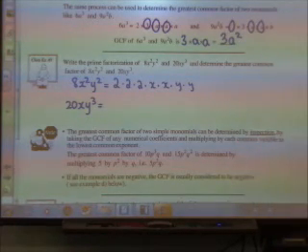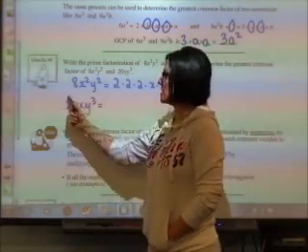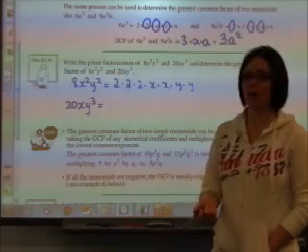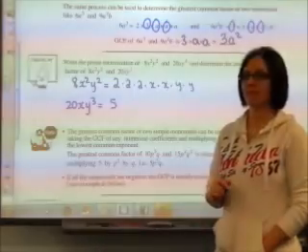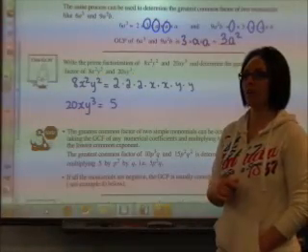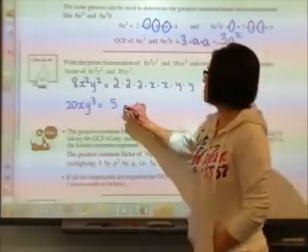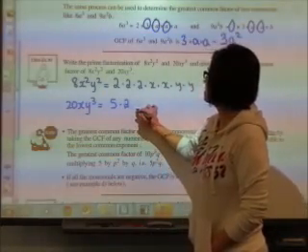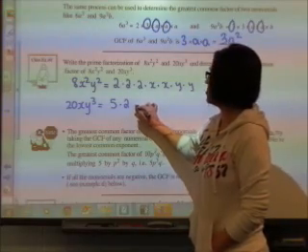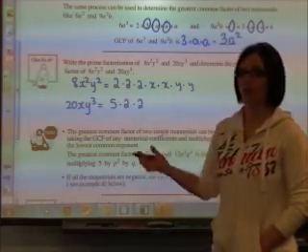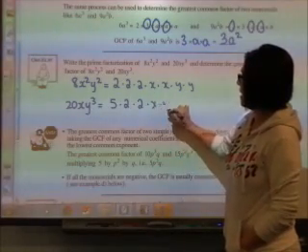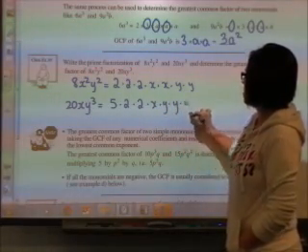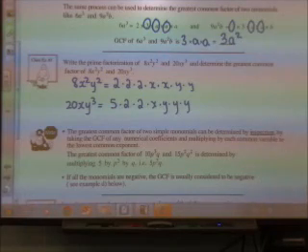20xy cubed. So what is the biggest prime number I can divide 20 by? 5. What's 20 divided by 5? 4. What prime number can I divide 4 by? 2. So 4 divided by 2 is? 2. And 2 divided by 2 is? 1. So now I can stop. Then I have an x, and then y cubed is y multiplied by itself 3 times.